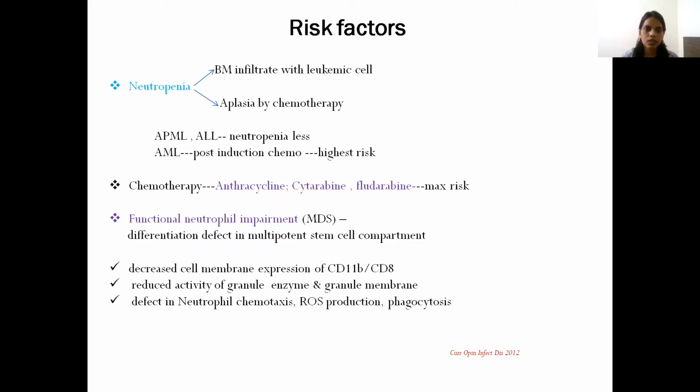Among the chemotherapeutic agents, the maximum risk is due to anthracycline, cytarabine, and fludarabine. The third risk factor is functional neutrophil impairment, which is seen in myelodysplastic syndrome. Here the neutrophil count is normal, but there is functional impairment because of a differentiation defect in the multipotent stem cell compartment, either due to decreased cell membrane expression of CD proteins or reduced activity of the granule enzyme and the granule membrane. And there is also a defect in neutrophil chemotaxis, reactive oxygen species production, and phagocytosis.